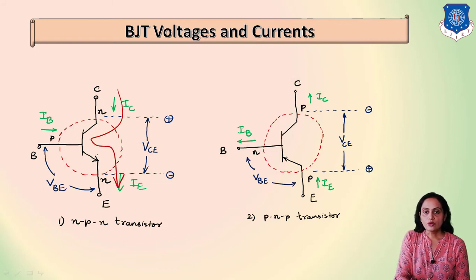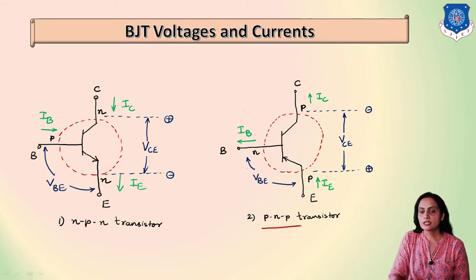Because this arrow shows the current is flowing outside from the emitter terminal. So in the PNP transistor, this current at the emitter terminal is flowing inside. That's why the overall current flow will be in this particular direction, and from the base, current is coming outside.